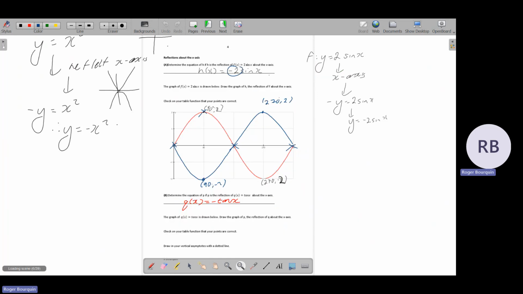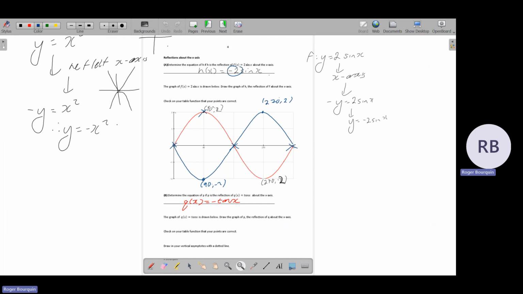Any graph in the world, if you want to reflect it about the x-axis, what happens to the y-value? It changes sign. Whatever you do to a point, you do the same thing to an equation. So the original equation of y is equal to 2 sine x. But when it's folded over the x-axis, it becomes negative y is 2 sine x. So y is negative 2 sine x. So that red graph was the original. I folded it over the x-axis. That's the graph of y is equal to negative 2 sine x.